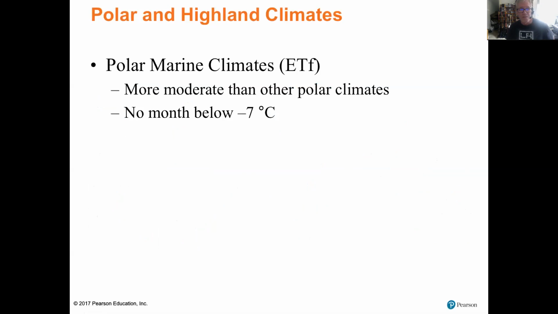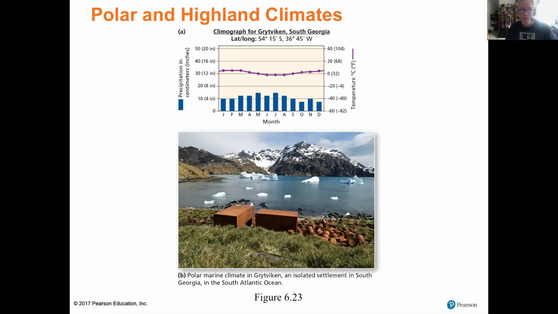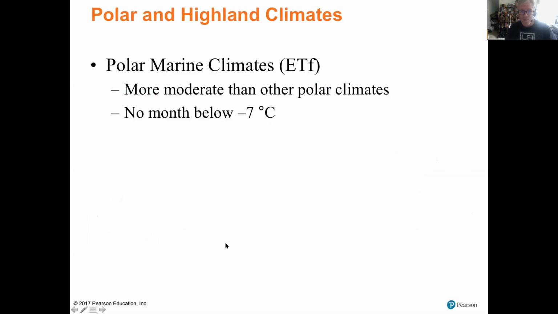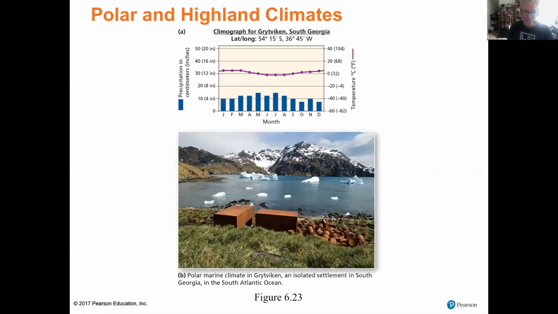Then your maritimes, they're a little bit more moderate. South Georgia, which was down here. So you're in the southern part of the Atlantic Ocean. So you're under the influence of a marine type of climate. So it's still cold, but the average temperature is just going to be above freezing because you're in the southern hemisphere, close to the Arctic Circle. So not a big variation in insolation.